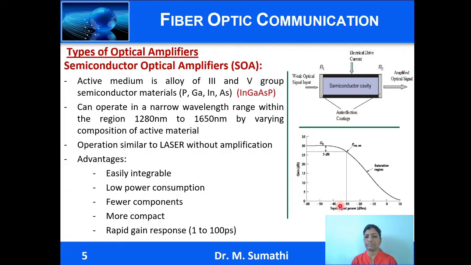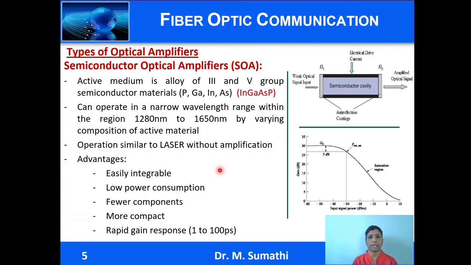The second graph shows the gain for various input signal powers. It is seen the gain remains constant for small input signals. So it's a small signal amplifier, and for larger values it decreases drastically. So the point at which the gain is 3 dB below the maximum gain is the saturation power. And after that we have the saturation region where the gain decreases drastically.